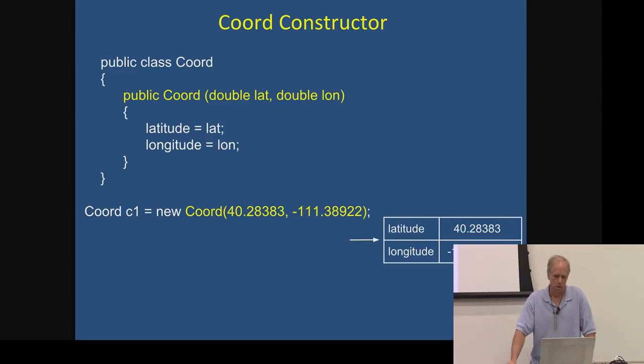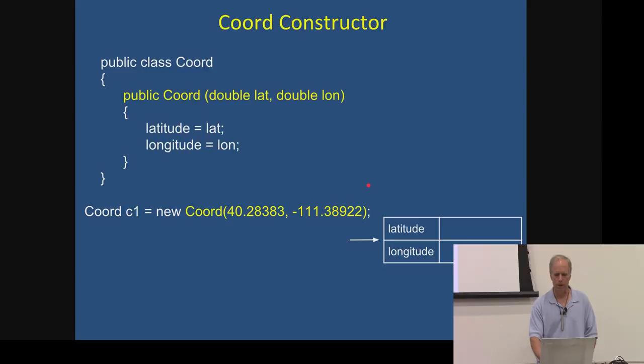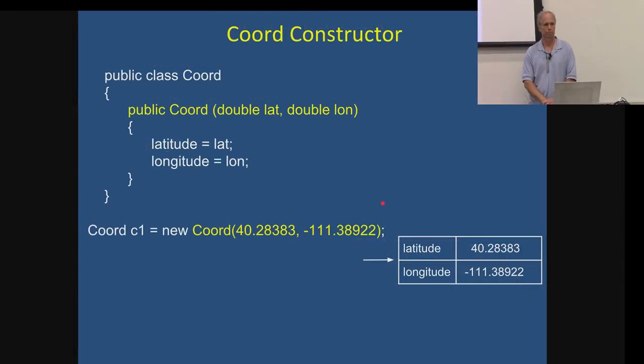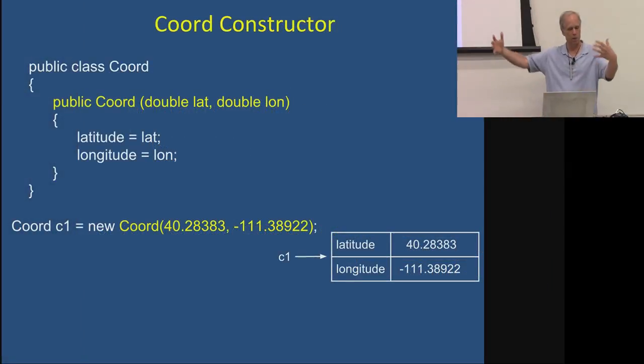Okay? So, pretty simple. Remember, the constructor is given a reference to the object to initialize. The object it's given is the one that was created by this new coord thing. So we first create the blank, and we fill it out. That's a constructor. And then we store that reference into C1. Now C1 contains a reference to an object.